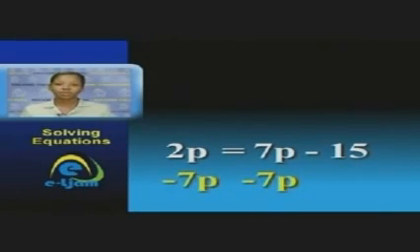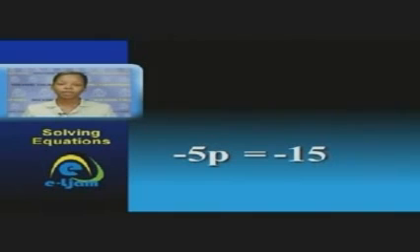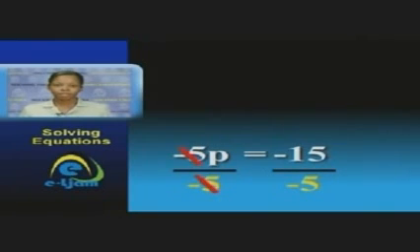We now have to deal with the right-hand side in the same manner. Subtracting 7p from both sides leaves us with negative 5p equals negative 15. Since our aim is to find the value of p, we divide both sides of the equation by negative 5 so that the value of p is 3.